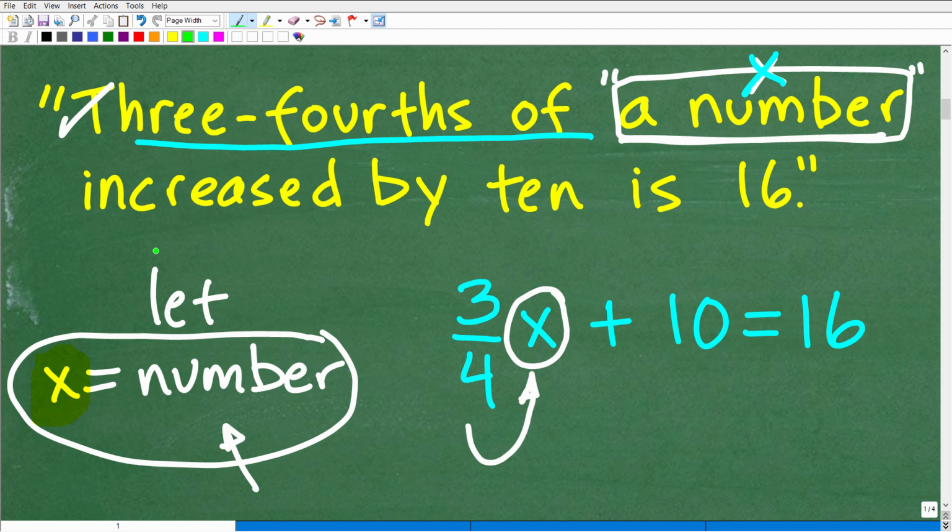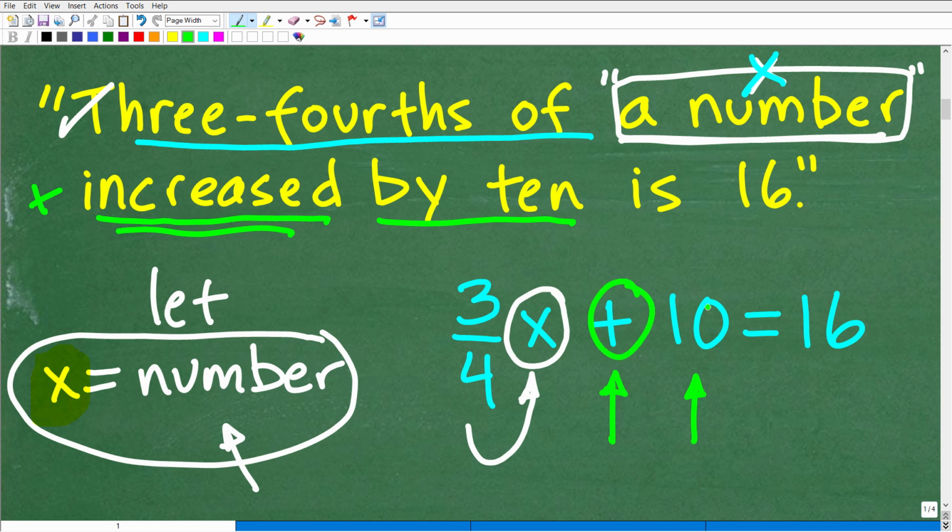Now let's move on to this part, increased. So what does that mean? Well, you're going to increase this amount. So 3/4 of a number increased means you're going to add to it, right? So increased by what? Well, increased by 10. So this is increased right there. We're adding, and we're adding what? We're increasing by what amount? 10. So let's review this and make sure we're writing this right. So we have 3/4 of a number, or 3/4 x, increased by 10. So that's this right here.